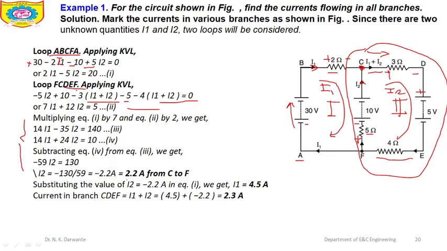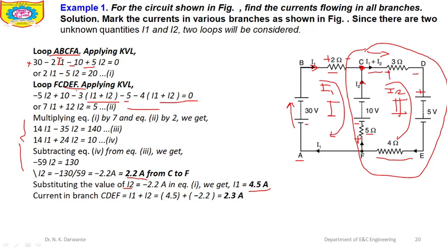Here you have got the value of I2 is equal to 2.2 ampere. Substituting the value of I2, I1 is equal to 4.5 ampere. We have got both the values I1 and I2. Once I1 and I2 are known to us, we can find the current in any one of the branches of this circuit.